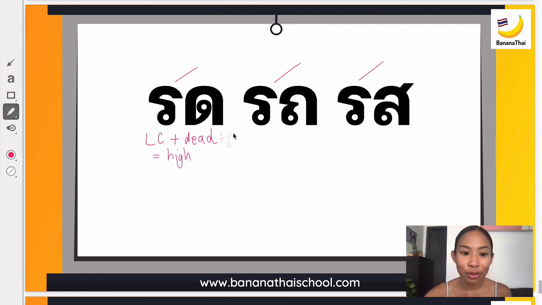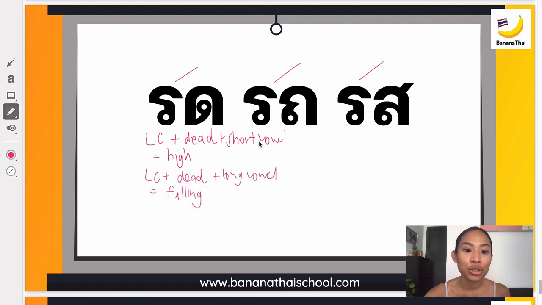I forgot a short vowel. Short vowel have high. But low class consonant dead syllable with long vowel sound, this one has falling tone. Okay? But as these rot is a short vowel sound, it is high tone. Now with the high tone. Rot.